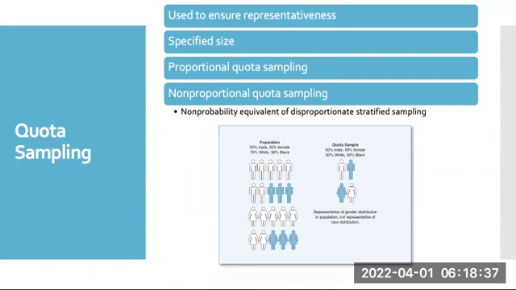So in proportional quota sampling, people are selected for study until the correct proportion of cases have the characteristics described within each cell of the matrix. And in non-proportional quota sampling, the minimum number of cases required for each category or combination of characteristics is determined, and sampling continues until the minimums are attained.